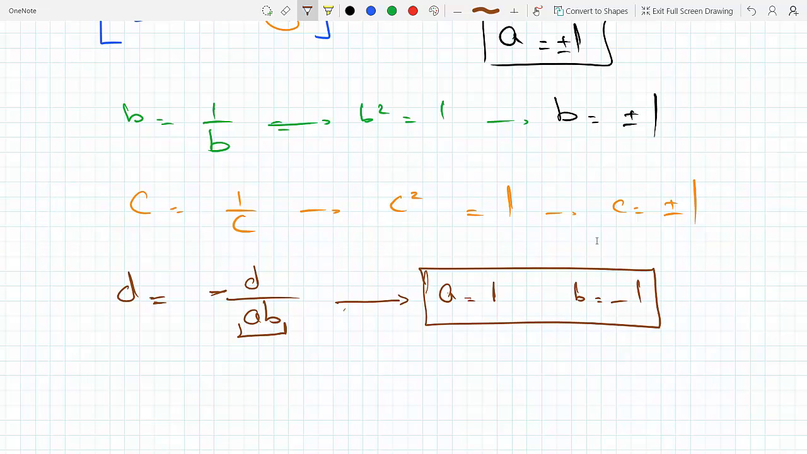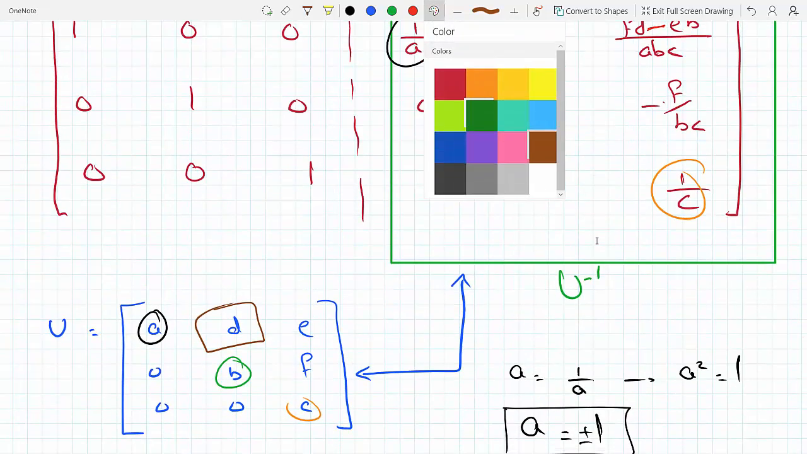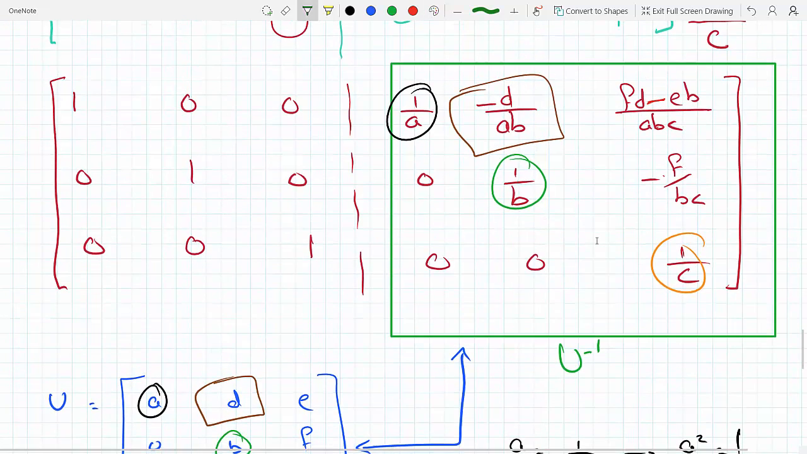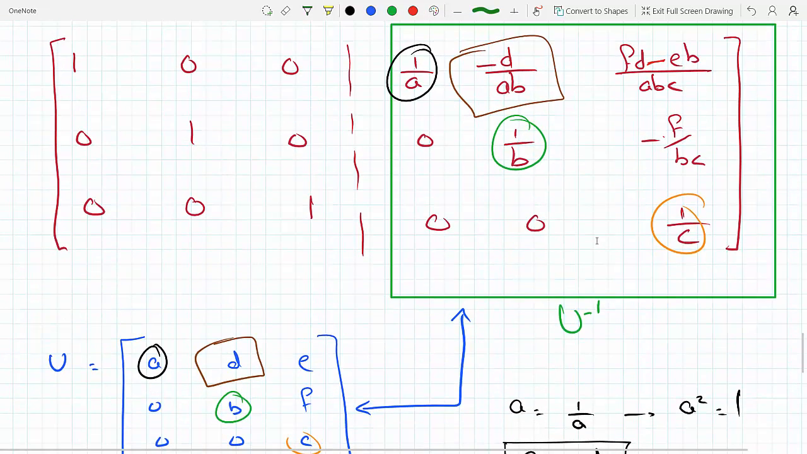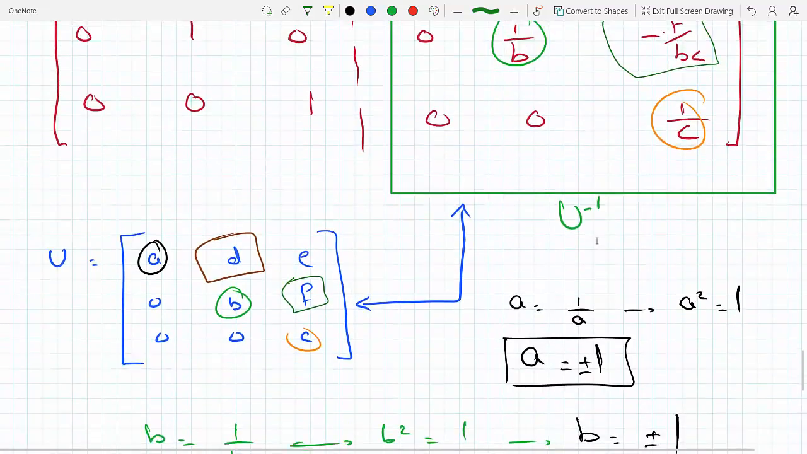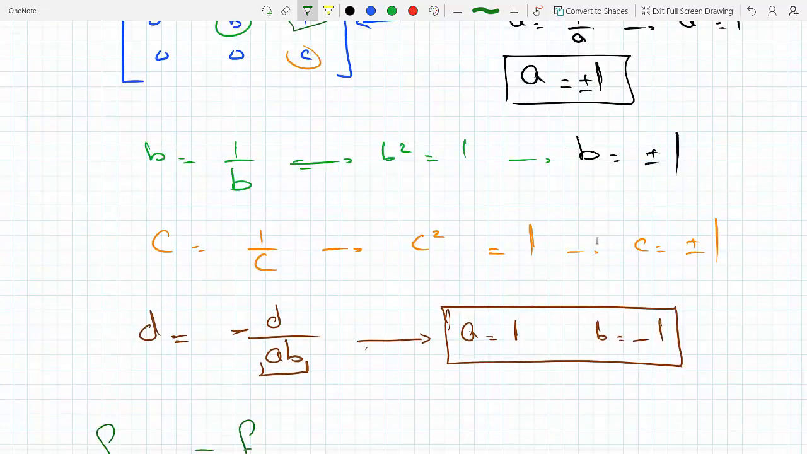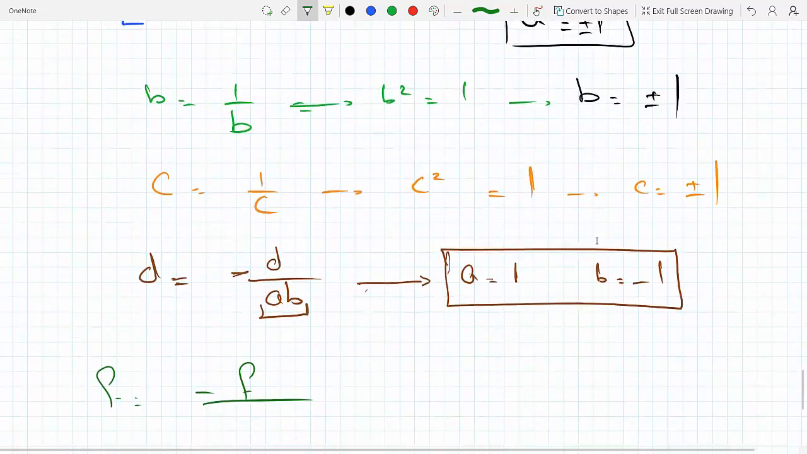And of course, if that's the case, then I wouldn't get anything from here. I'll just get D equal D. So let's move on to a different cell. A different cell now. This guy needs to equal this guy, no? So F has to equal minus F over BC.